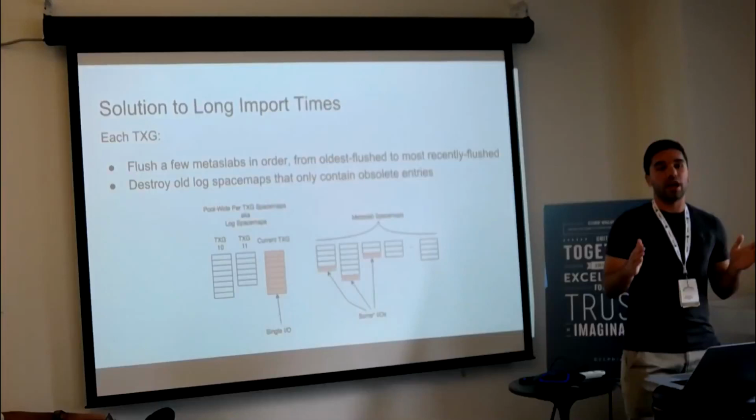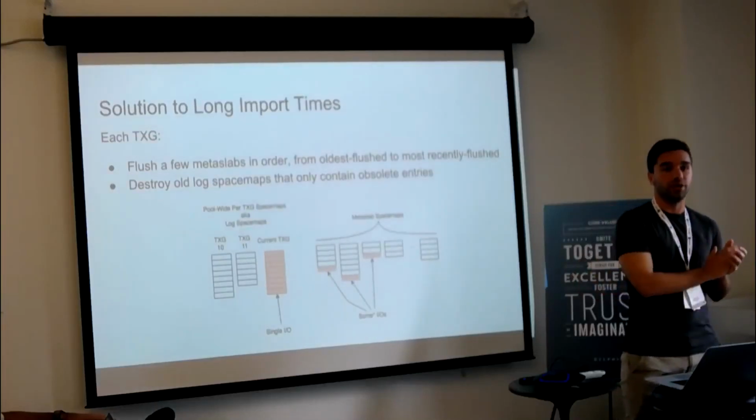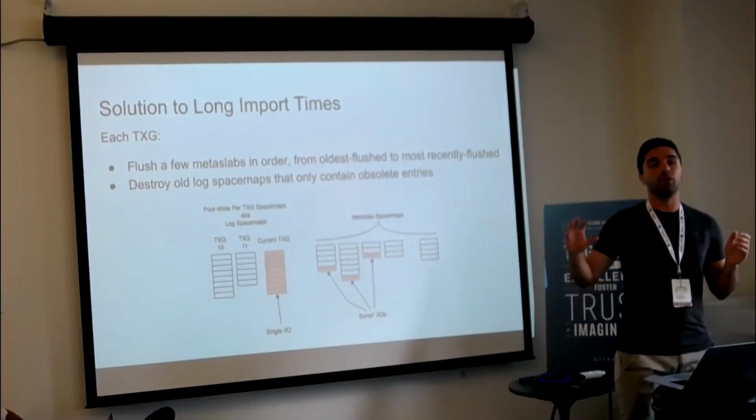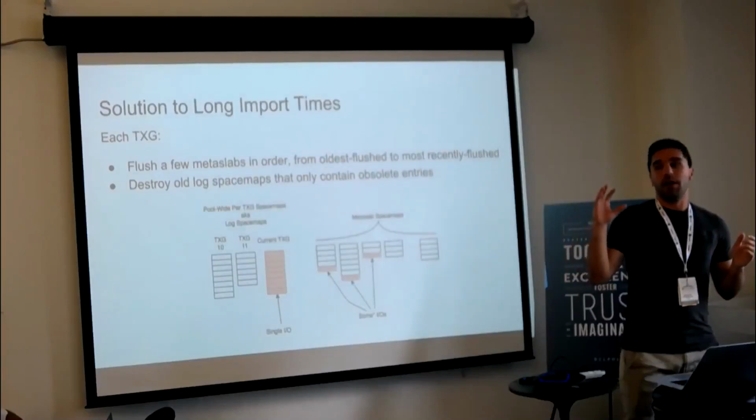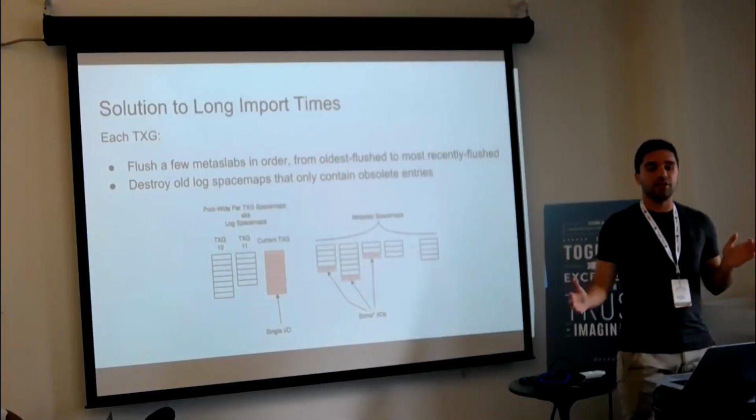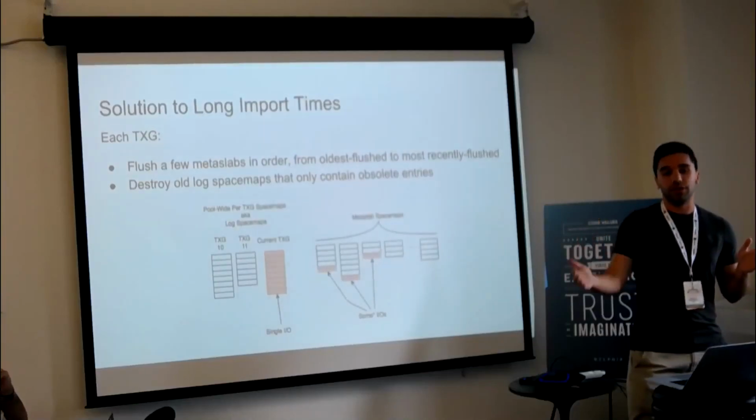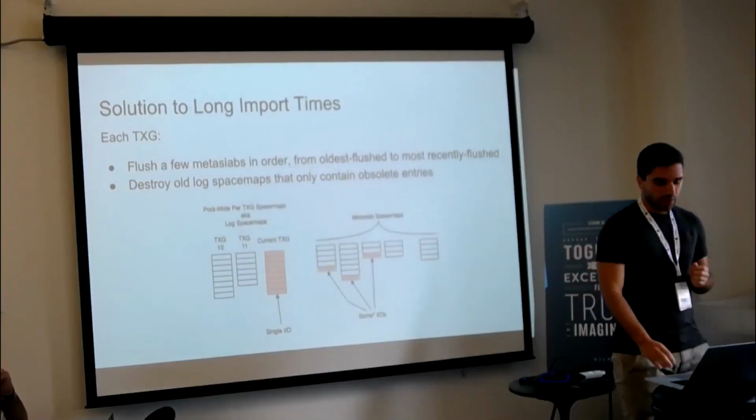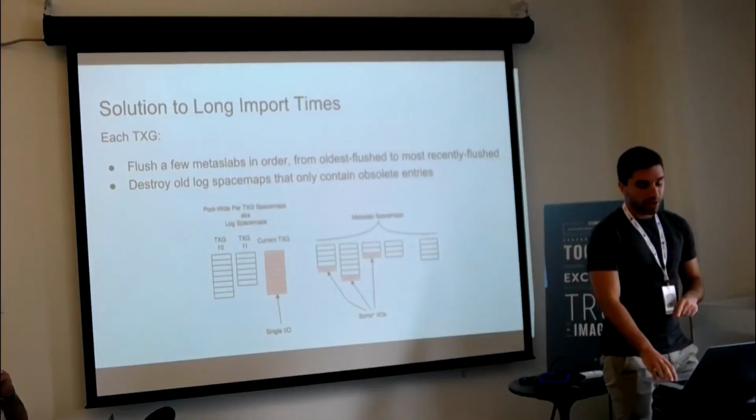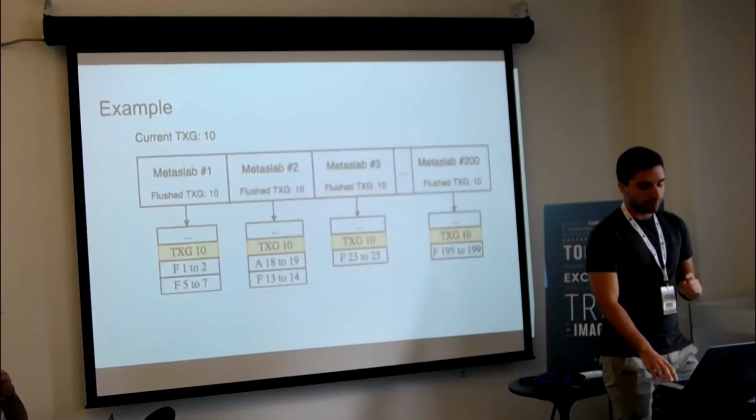And the reason that we do that is that if we flush in that order, older logs will start becoming obsolete. By obsolete, I mean that their entries would have made it to the Metaslab spacemaps, which means that we wouldn't have to read them during import time. And I'm giving an example of that just for demonstration purposes.